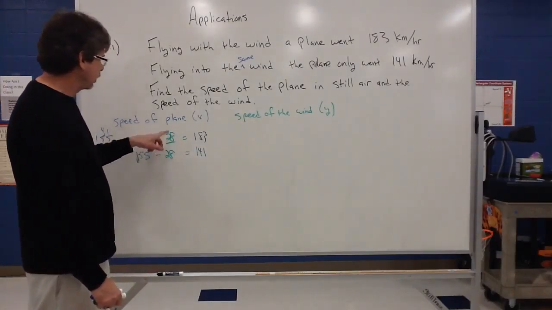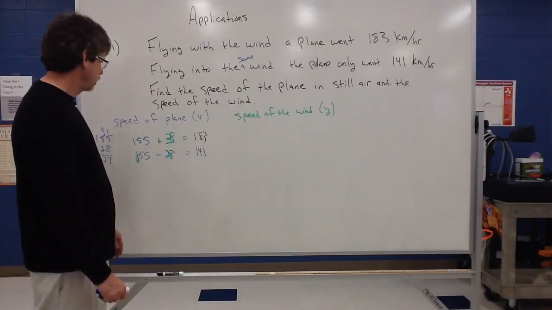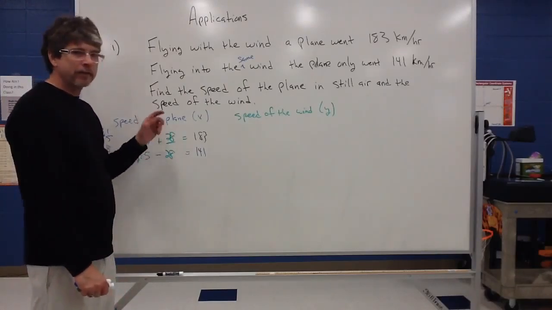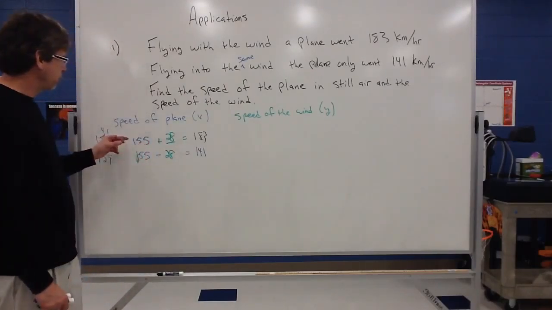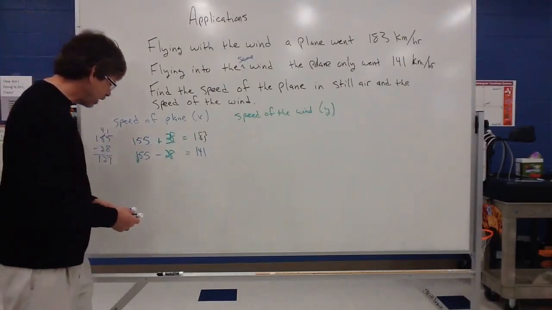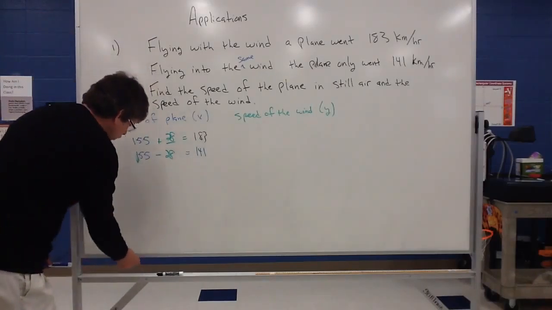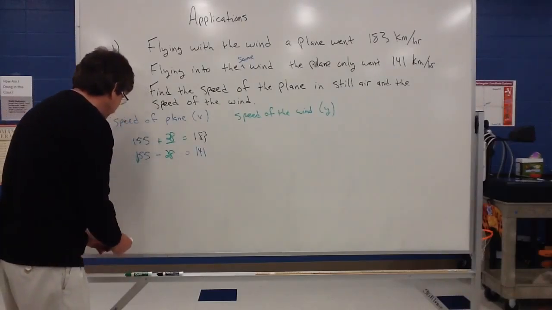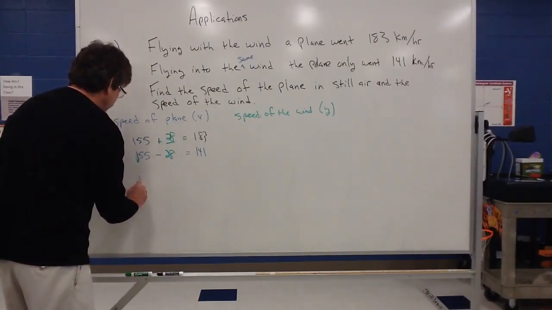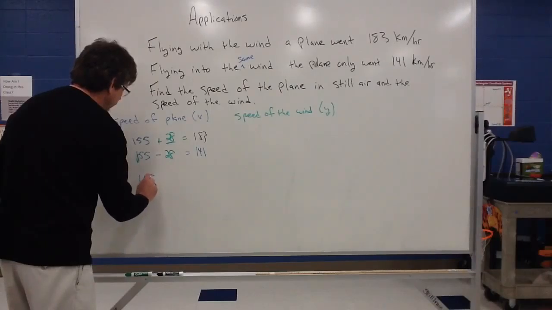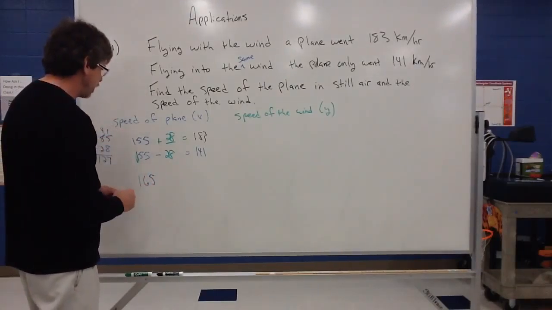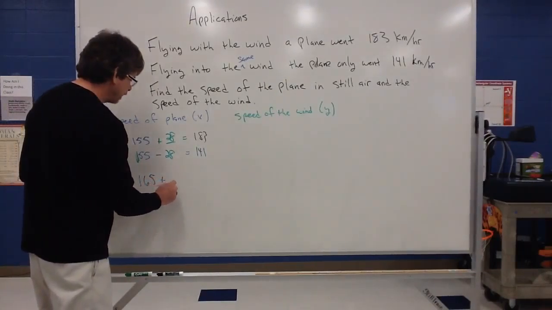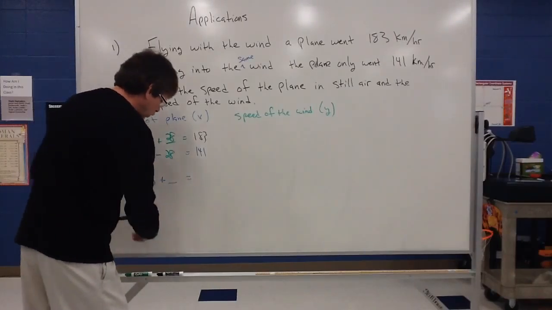So it looks like my wind speed can't be quite that fast. So I'm probably going to have to bump this up a little bit more. So I may try maybe 160, 165. Let's try 165. Let's see where that takes us. So if I say the plane is flying 165, what am I adding to that to get this 183?